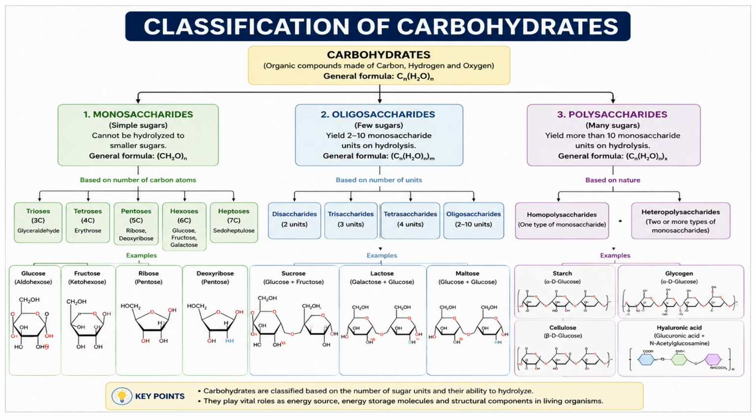Examples include sucrose, lactose, and maltose. Sucrose is made of glucose and fructose. Lactose consists of galactose and glucose, and maltose consists of 2 glucose molecules.